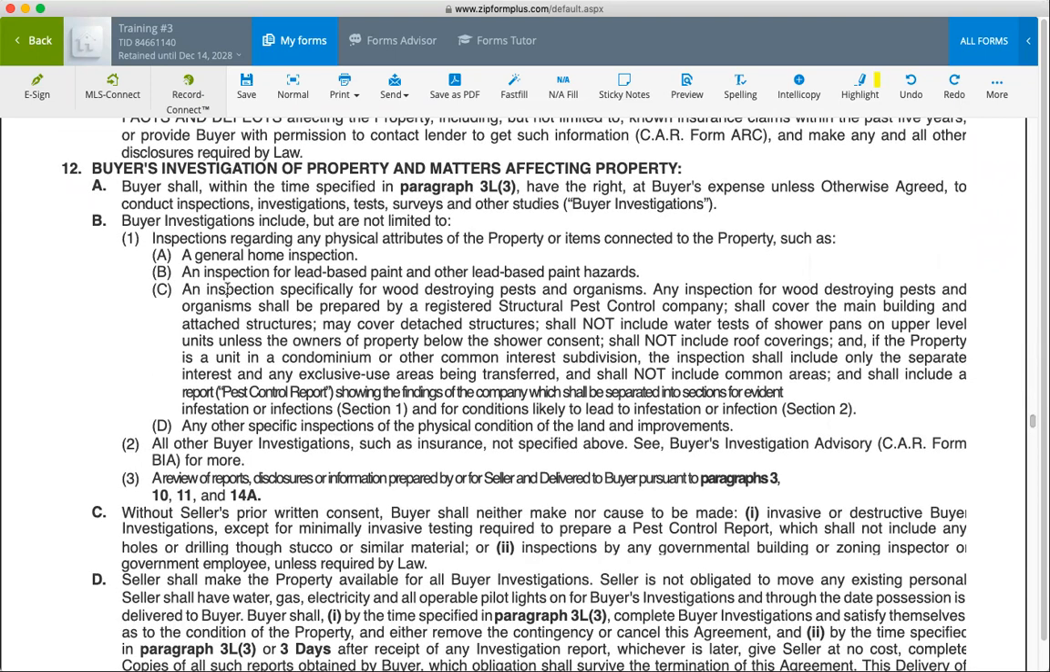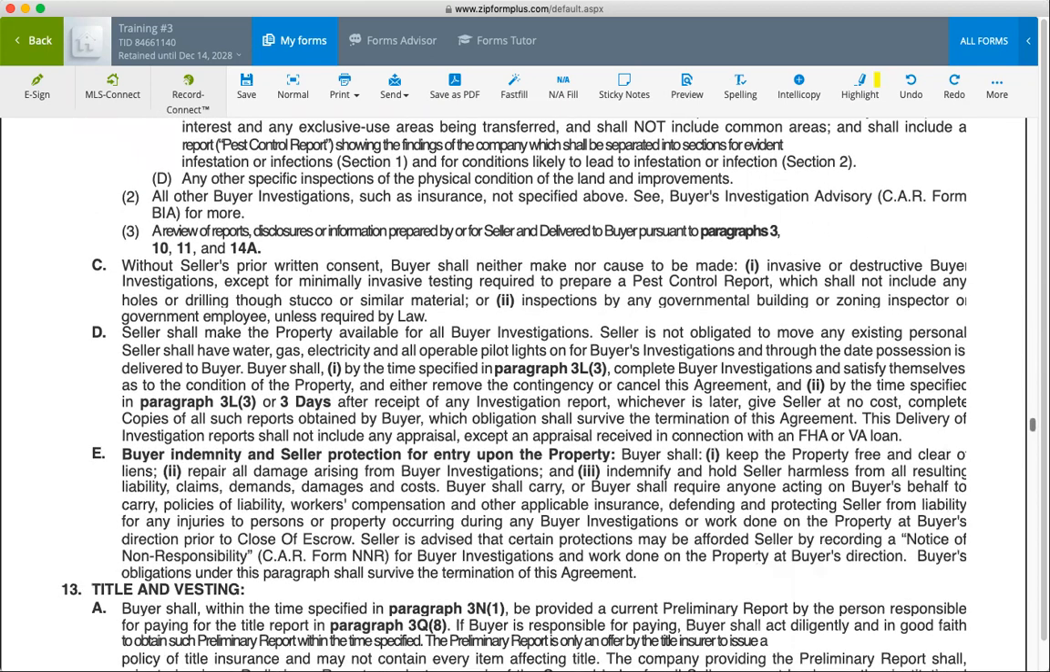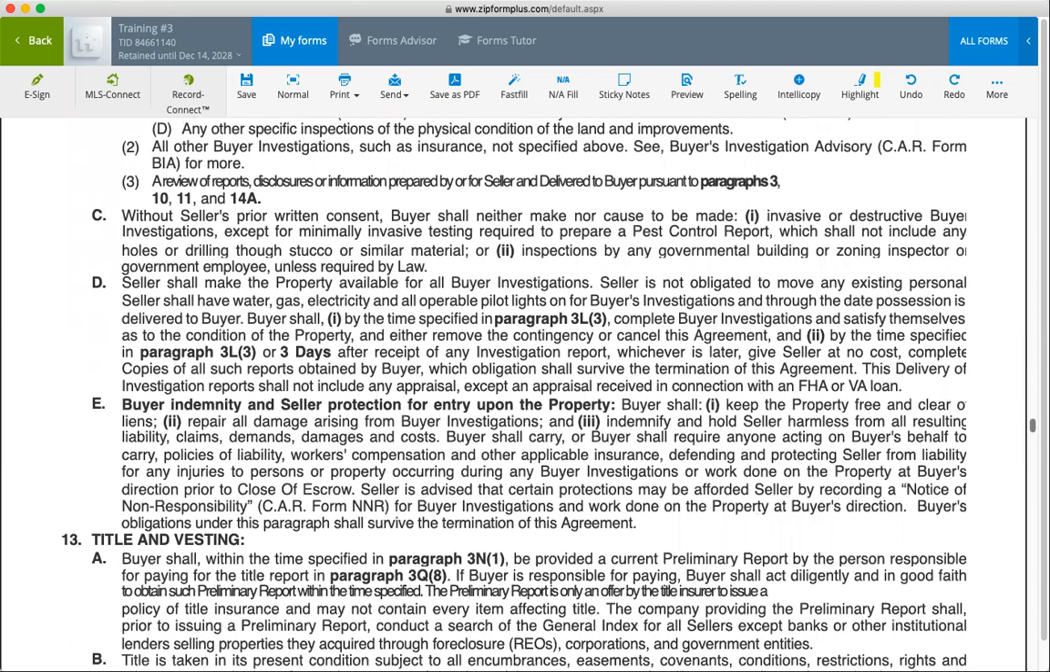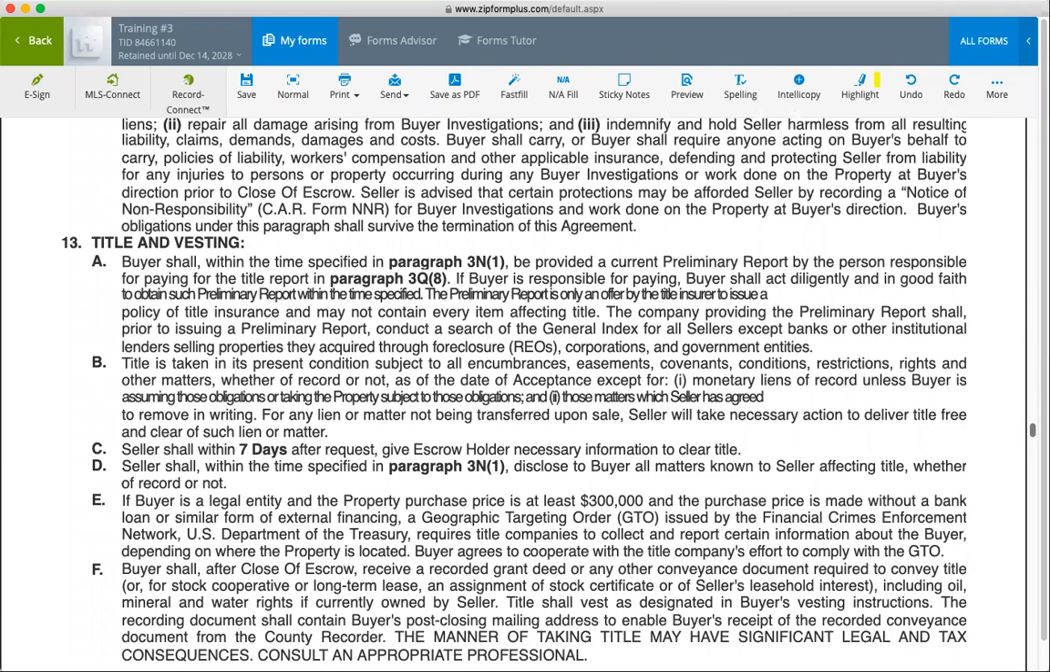Then 12 is investigation of the property. This is an important paragraph. What the buyer should be investigating. This is everything they should be doing. Talks about getting into the property, and the buyer can't damage the property when they're inspecting it, things like that.